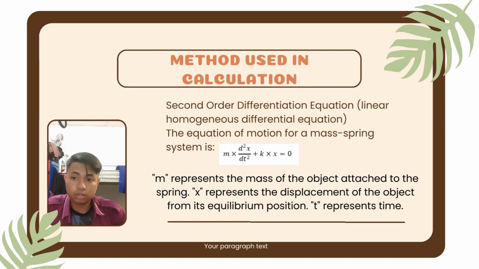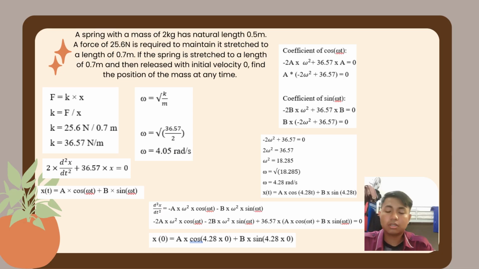So the equation of motion for a mass spring system is m times d2x over dt2 plus k times x equal to 0. The m represents the mass of the object attached to the spring, and the x represents the displacement of the object from its equilibrium position, and t represents time. Okay, now we proceed to the first question for second order ODE.